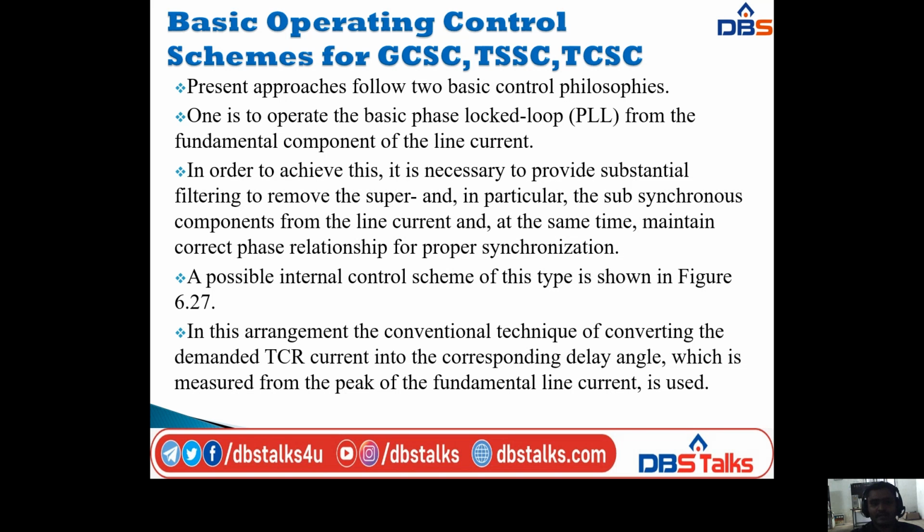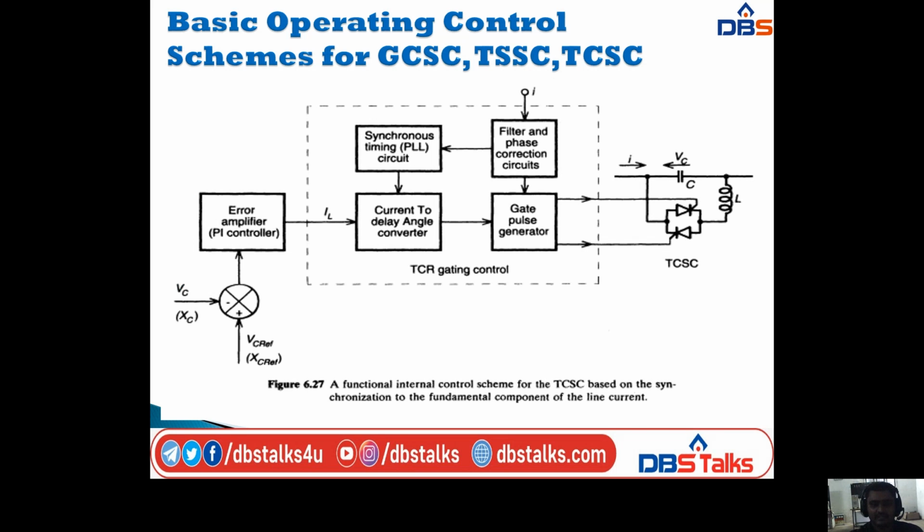One is to operate the basic phase lock loop, that is PLL, from the fundamental component of the line current. In order to achieve this, it is necessary to provide substantial filtering to remove the supersynchronous and in particular the subsynchronous component from the line current, and at the same time maintain correct phase relationship for proper synchronization. A possible internal control scheme of this type is shown in this diagram. This is a functional internal control scheme for the TCSC based on synchronization to the fundamental component of the line current.